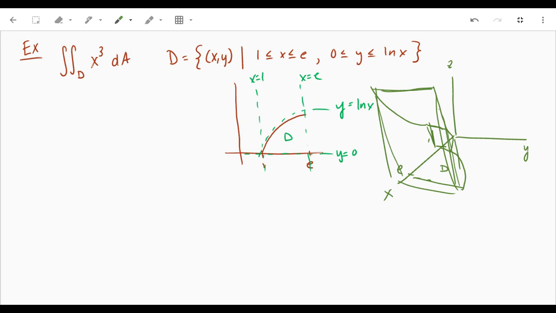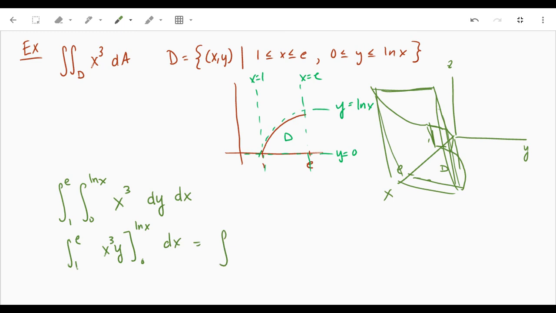Anyways, so then when we do our integral, we're going to want 1 to e on the outside, 0 to the natural log of x on the inside, x cubed. And again, the 0 and the natural log of x, those are y values, and then 1 and e, those are x values. So remember, you work your way from the inside out. So first we're going to integrate x cubed with respect to y. So we'll have x cubed y evaluated from 0 to the natural log of x.